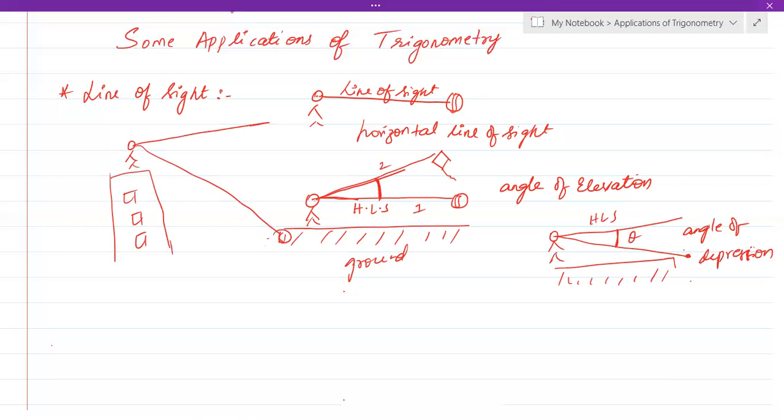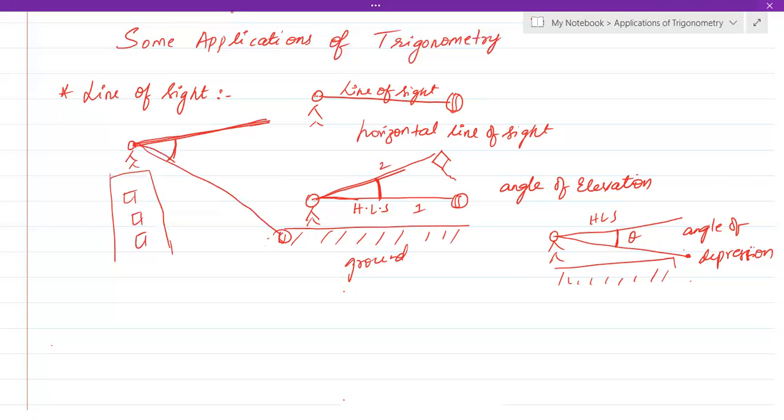Let's say the ball is here. Now, what is the angle of depression? This angle is the angle of depression, okay. Sometimes students take this angle as the angle of depression. That is wrong. See, angle of depression or angle of elevation is the angle between the horizontal line of sight, that is the line obtained by not bending or lifting the neck of the person, okay. This is the horizontal line of sight.